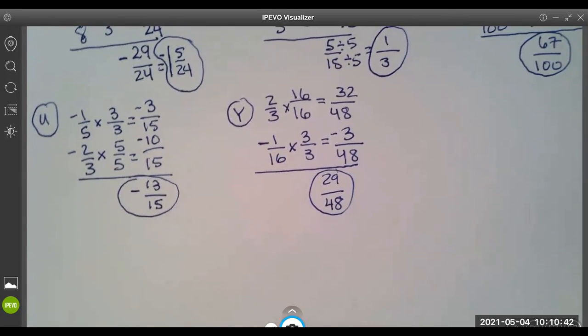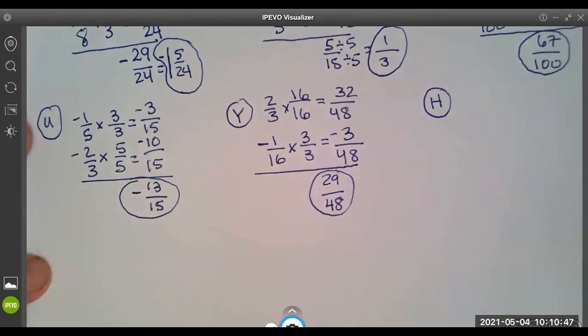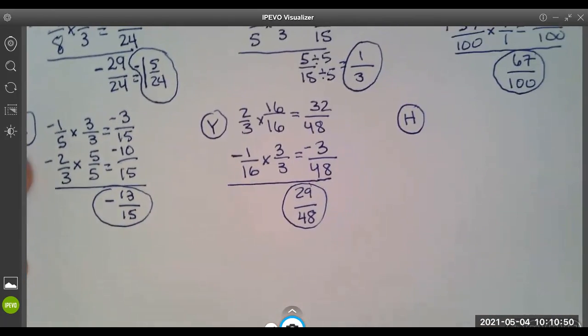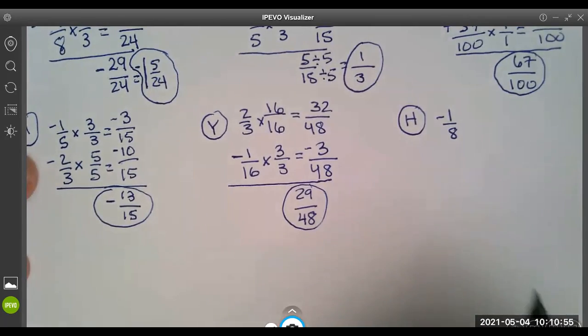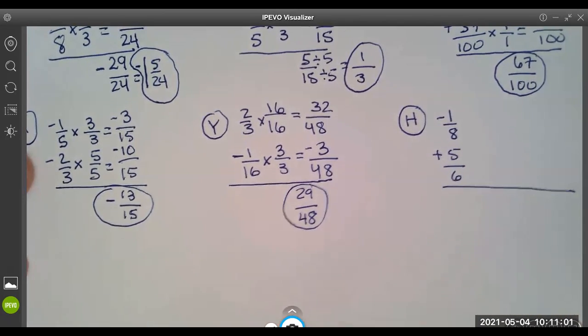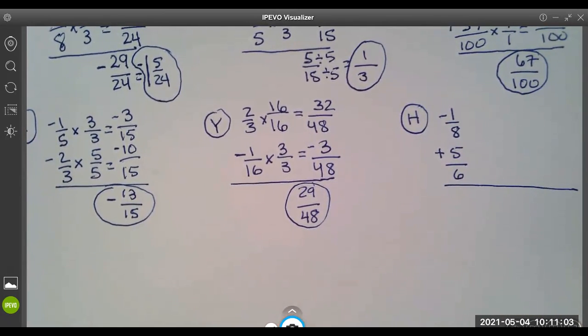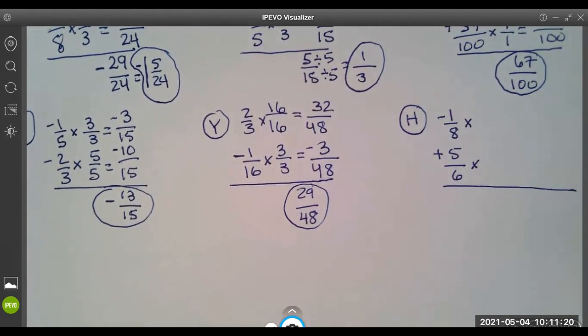Okay, next one is H. H says -1/8 + 5/6. So this is another good one to show that we have to find something that's kind of in between. Don't just automatically multiply. Does 6 multiply to make 8? No. So then you take the big one, 8.